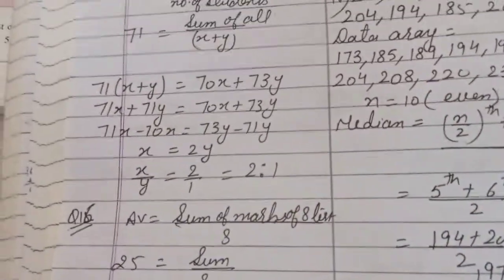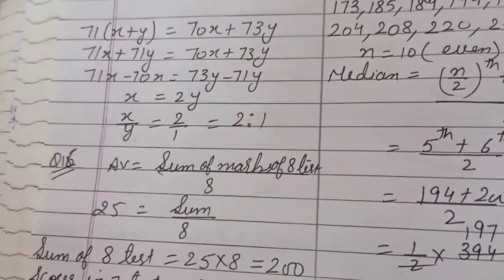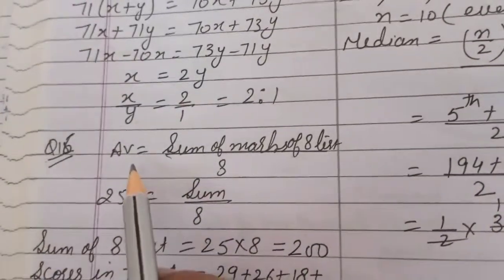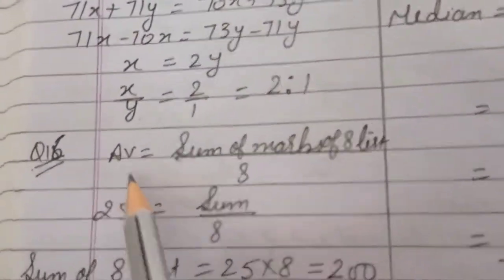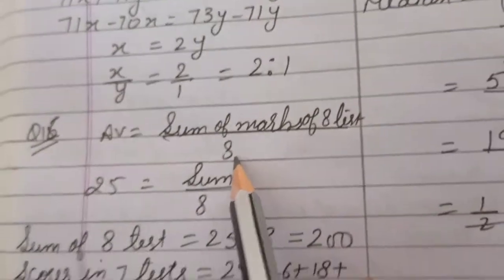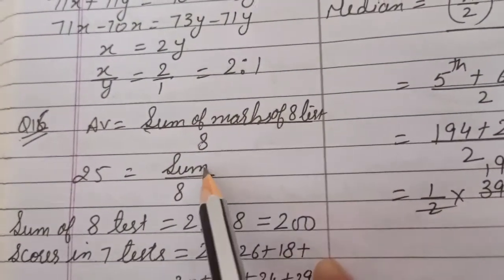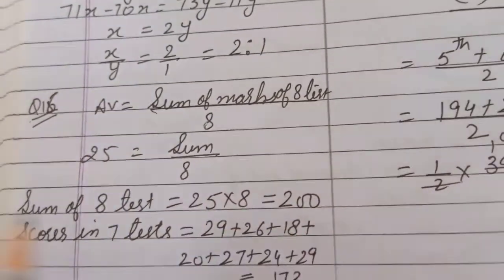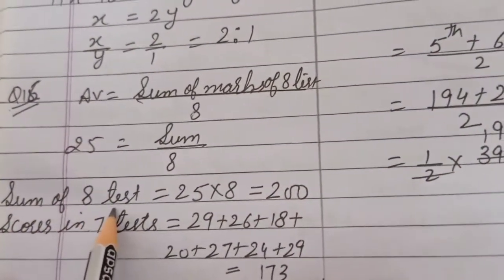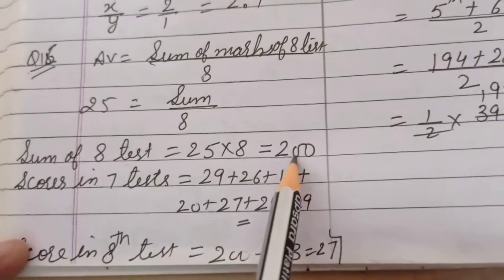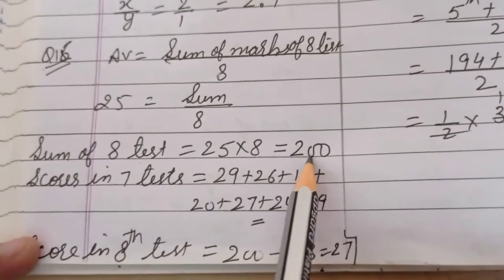Then question number 16. In a series of tests, A appeared for 8 tests. There is a person A who appeared for 8 tests. Clear? So the total number of tests, 8, are there. The average of the marks in 8 tests is given. So the sum of the marks of 8 tests we can find out, 200. He obtained 200 marks in 8 tests.